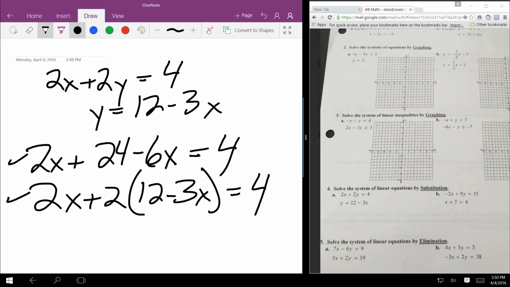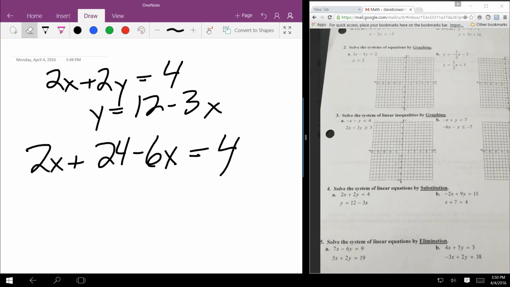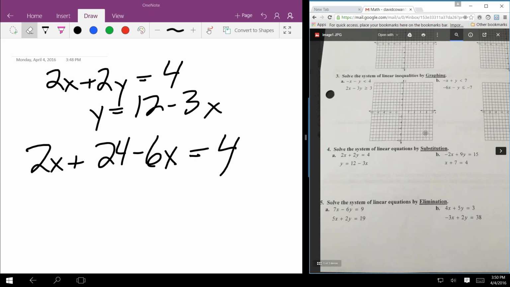And again, I know you know how to solve this. Eventually you're going to get to this. Okay? Do one by elimination.